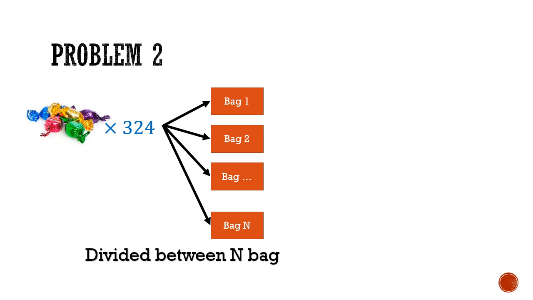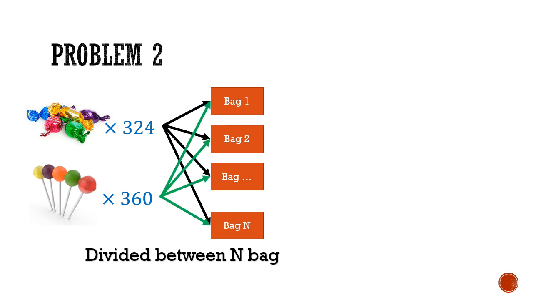So we can start by visualizing this problem. We have 324 sweets and we want to divide them between n bags. Similarly, we have 360 lollipops and we also want to divide them between n bags. So we're looking for a number n that can divide both 324 and 360, a common divisor, and we want the largest possible one. That would be the highest common factor.